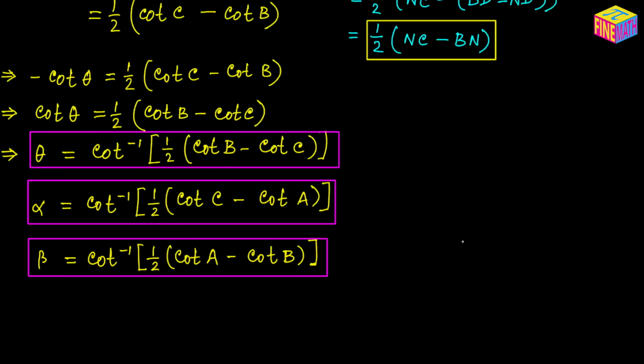So this is how we can find the angle between the medians and the corresponding sides. The only necessary information here is that we need to know the angles of the triangle. If we have been provided with the angles of the triangle, then we can easily plug in the values in these three formulas and find the angle between the medians and the corresponding sides. I hope everything made sense.